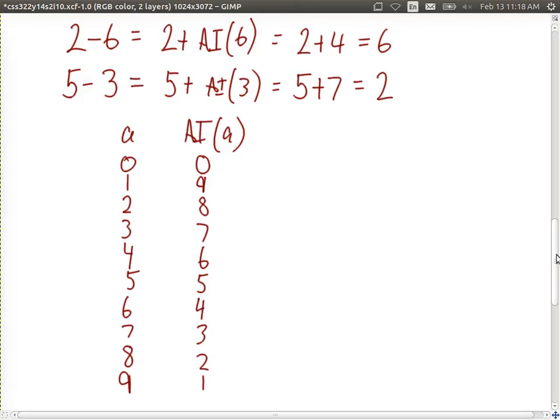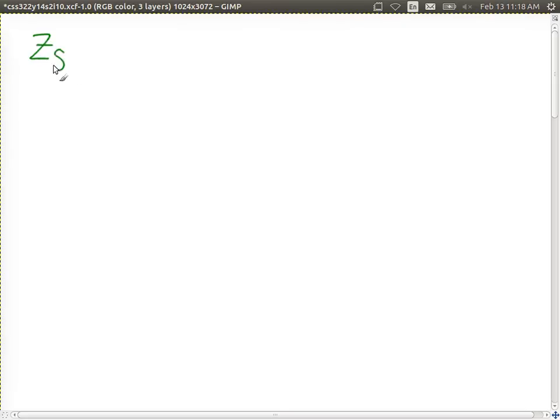Actually, let's change our modulus to be more fun. 10's too easy. Let's do Z8. That is, everything's mod 8 from now on, just for something different. Let's do multiplication. Multiplication in modular arithmetic is the same as in normal arithmetic.